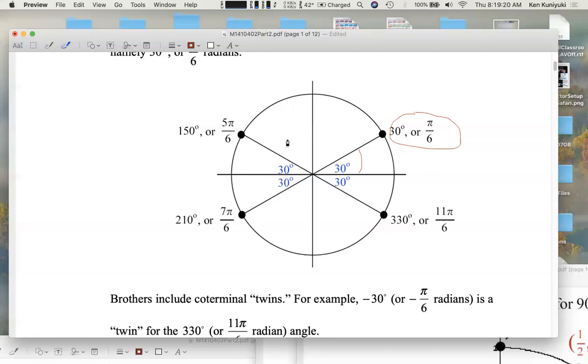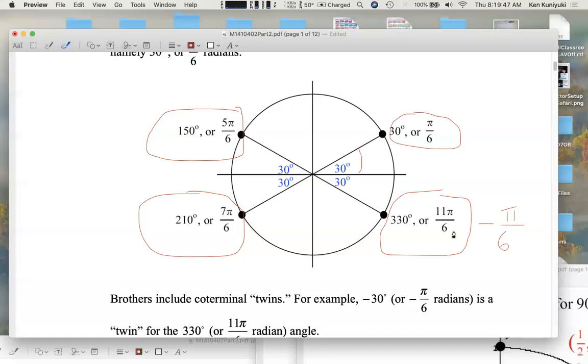Now we can use that information to tell us about what's going on with its brothers. There are 3 other brothers for pi/6 between 0 and 2 pi. These are the most famous 4 brothers that have pi/6 as the reference angle. The ones between 0 and 2 pi. Actually, negative pi/6 is also pretty famous. That's also in quadrant 4. It's coterminal to 11 pi/6 over here. But we're going to start with the special angles from 0 to 2 pi radians.